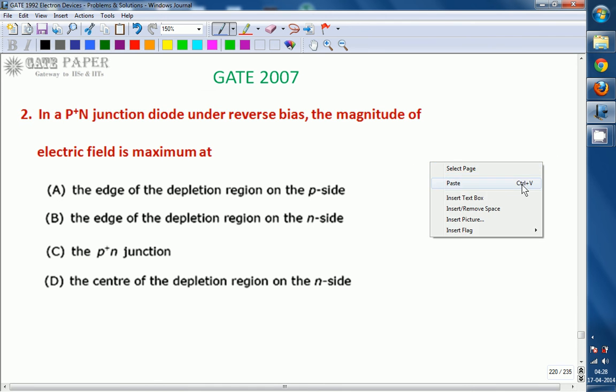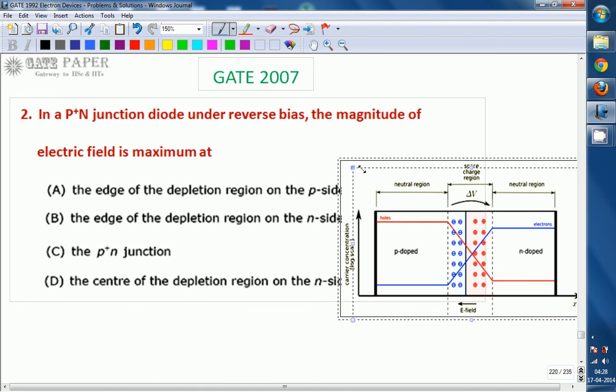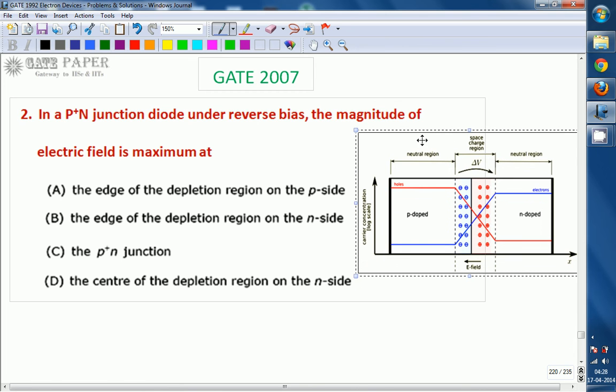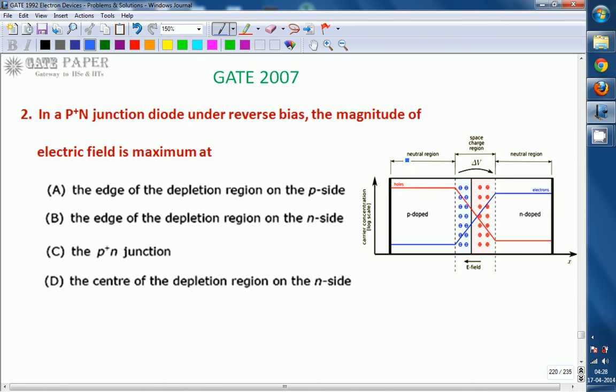Let us assume this is the given PN junction, that is a P plus N junction. Here this is P doped, and here it is N doped. Whenever it is P plus doped, generally we know that the depletion region penetrates more into the lightly doped side than the heavily doped side. P plus N implies that the P side is heavily doped and the N side is lightly doped.